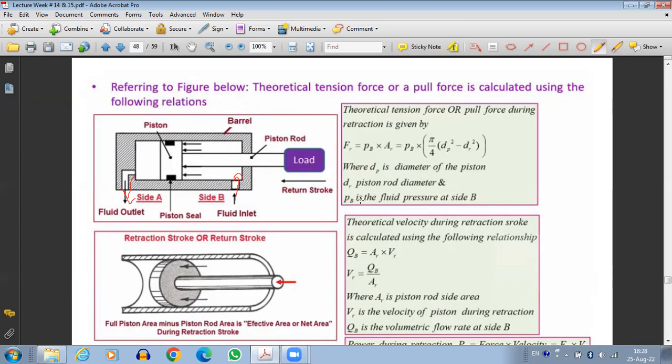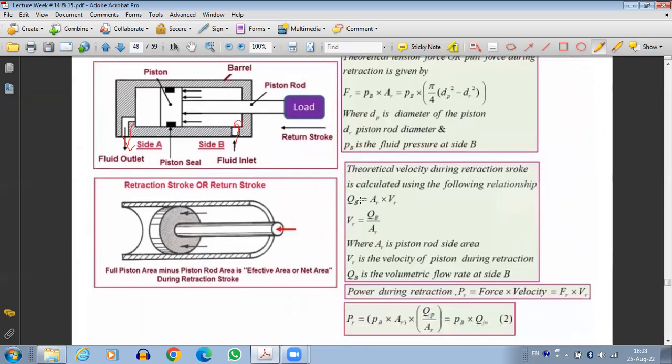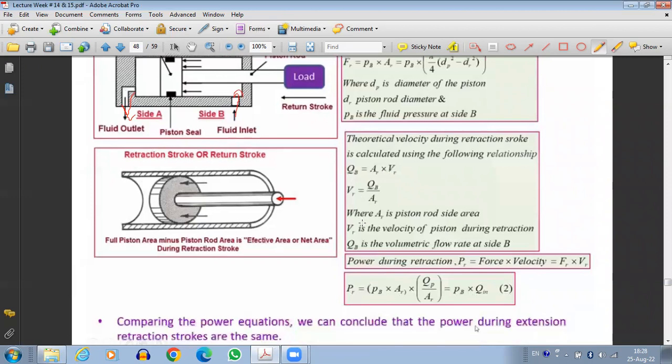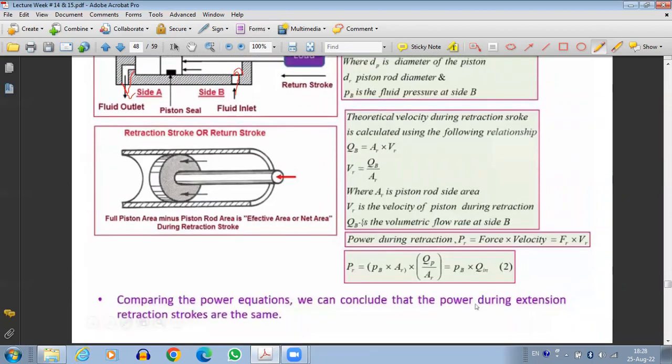Theoretical velocity will be again QB equals AR into VR, or VR will be QB over AR. Okay, so AR will be the piston rod side area. So the rod side area, that will be the annulus region area. The annulus region area will be this area.